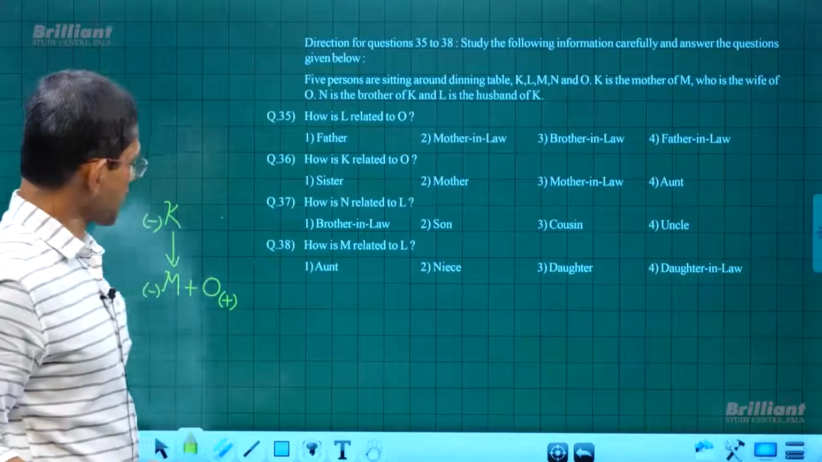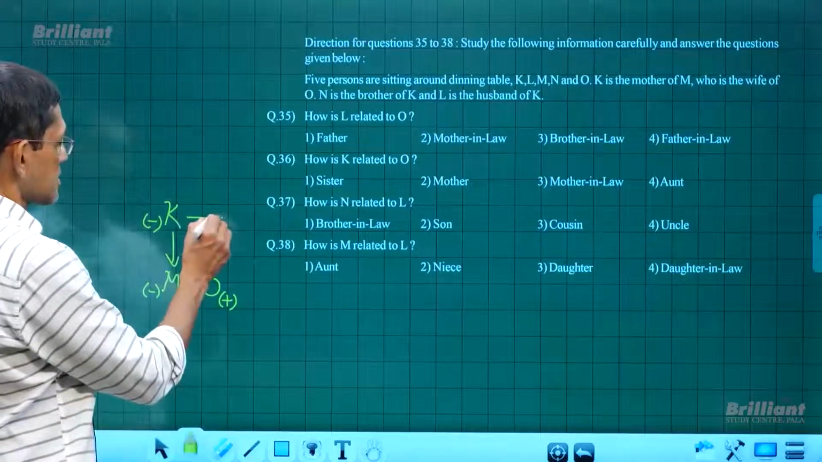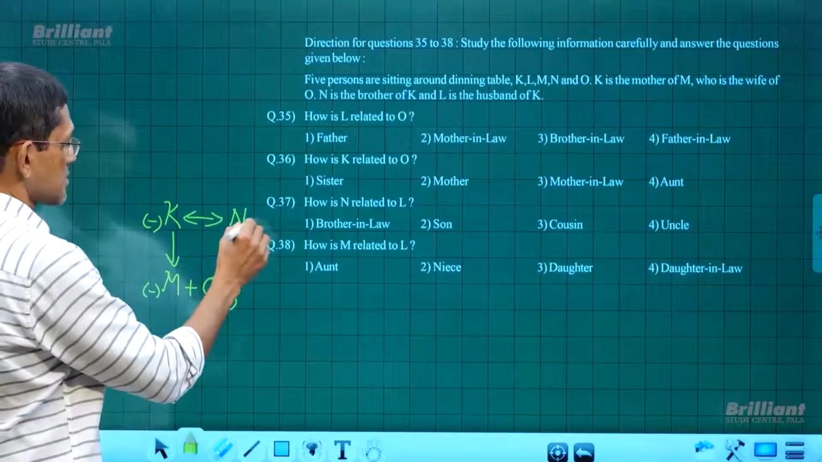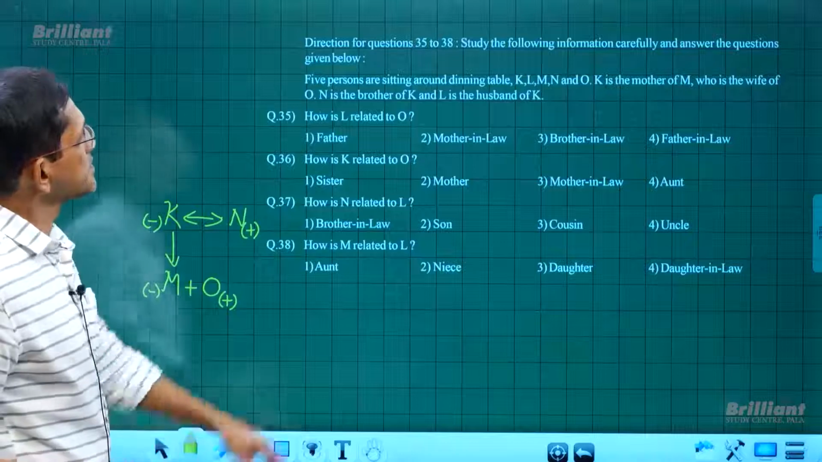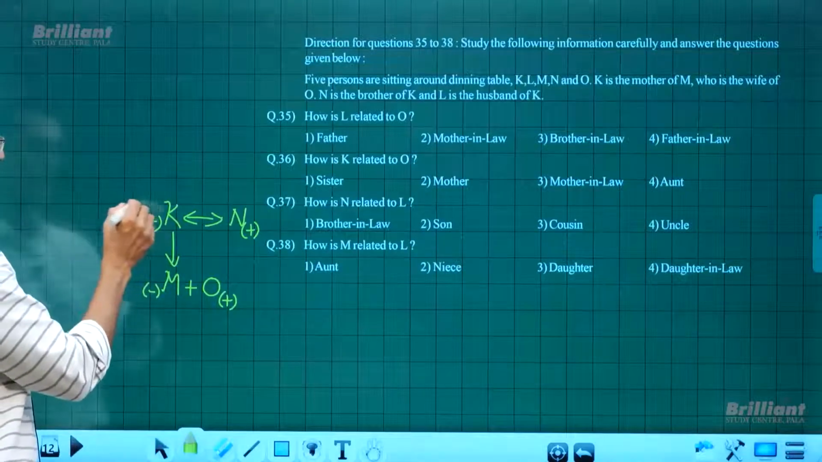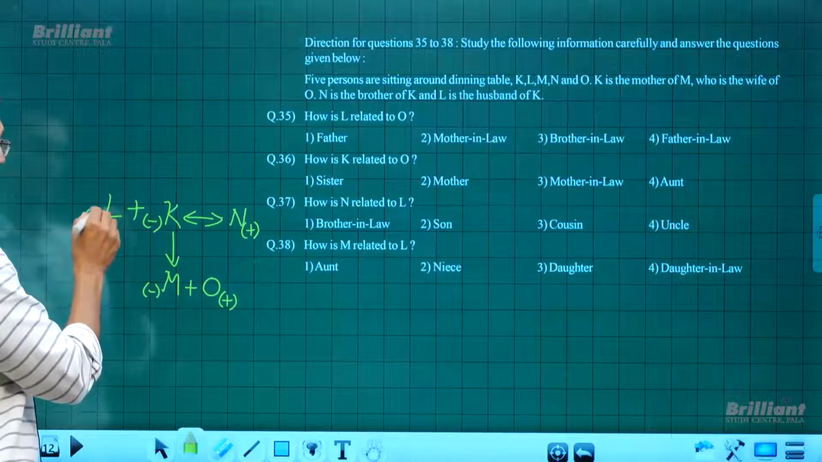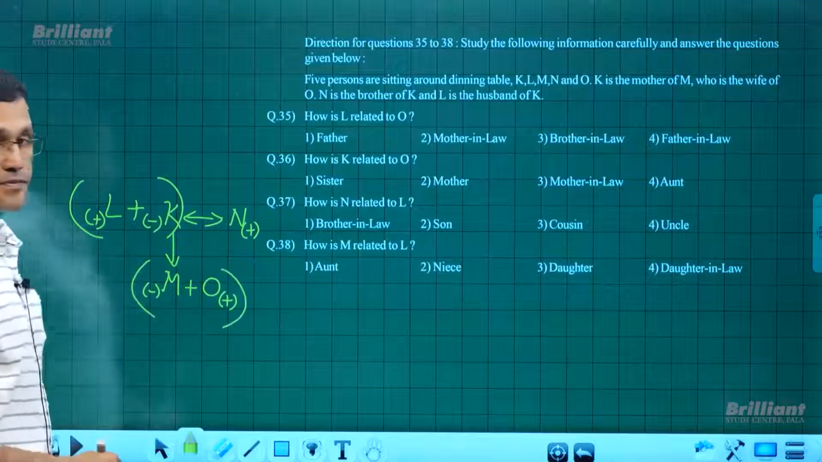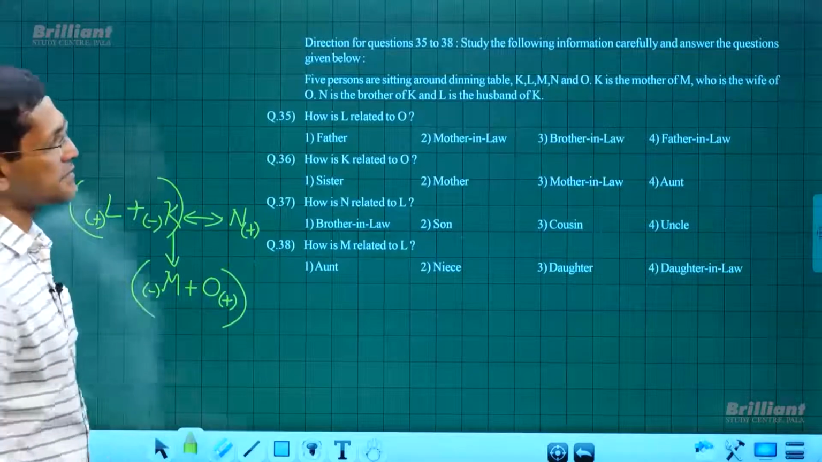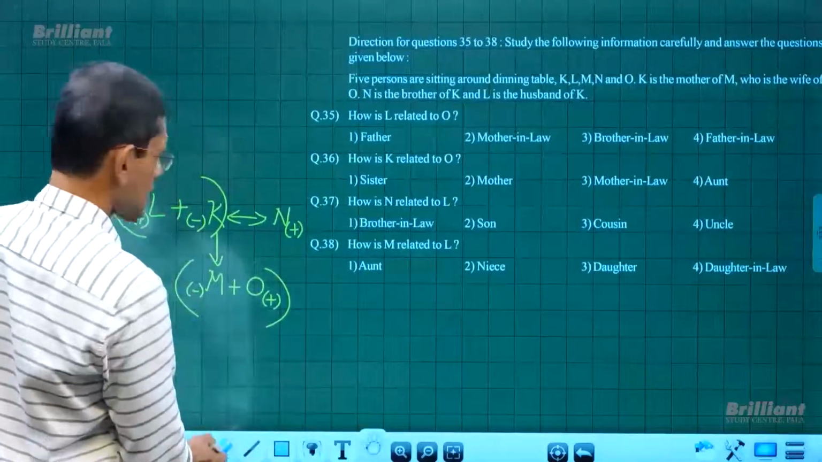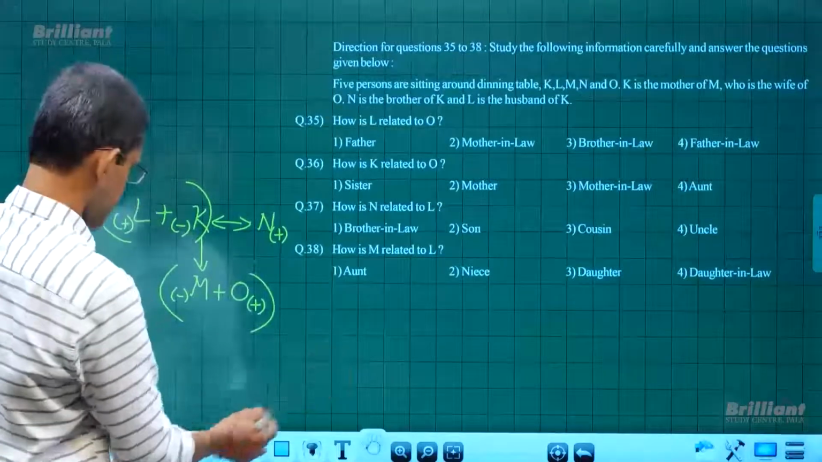And N is the brother of K. And L is the husband of K. So K has a husband, that is L. So K and L are married. M and O are married. So that's the diagram we have. Now we look at the questions.